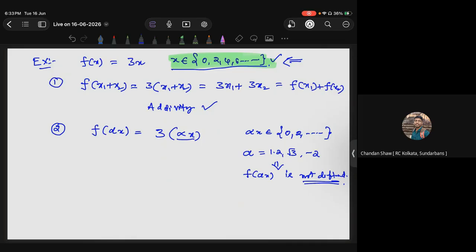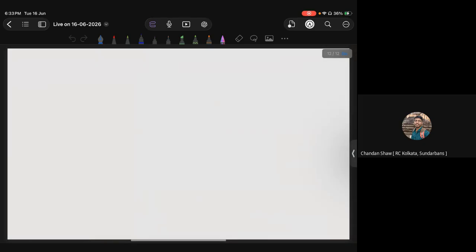Hence, homogeneity is not satisfied. Hence, the system is not linear. Is this clear? Alpha has to take all scalar values. Any queries? Okay, next. A similar thing.